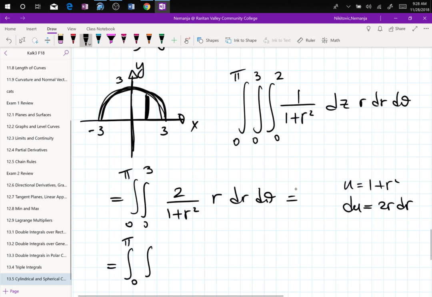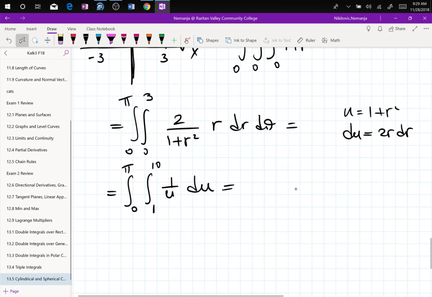0 to pi, 1 over u du, and the limits when you plug in 0 for r are 1, and when you plug in 3 for r, 10. You're not going to bring this back to r. It's a definite integral, no need. Convert your limits. Plug in 0 into r, so 1 plus 0 is 1. And then plug in 3 for r, 3 squared is 9 plus 1 is 10.